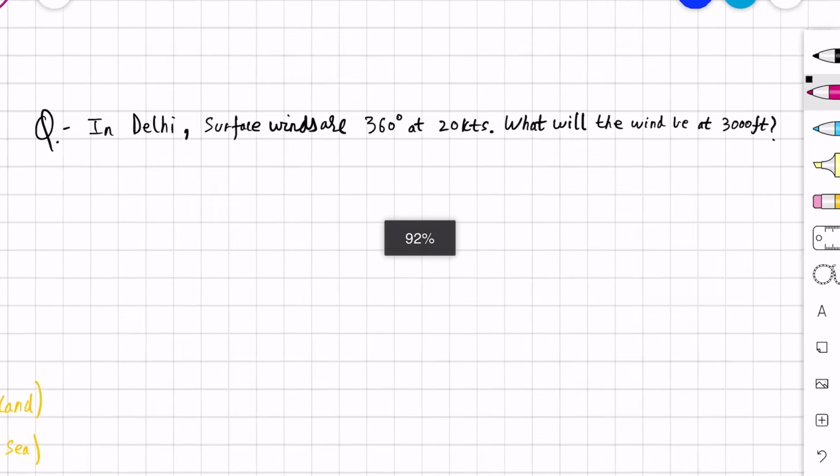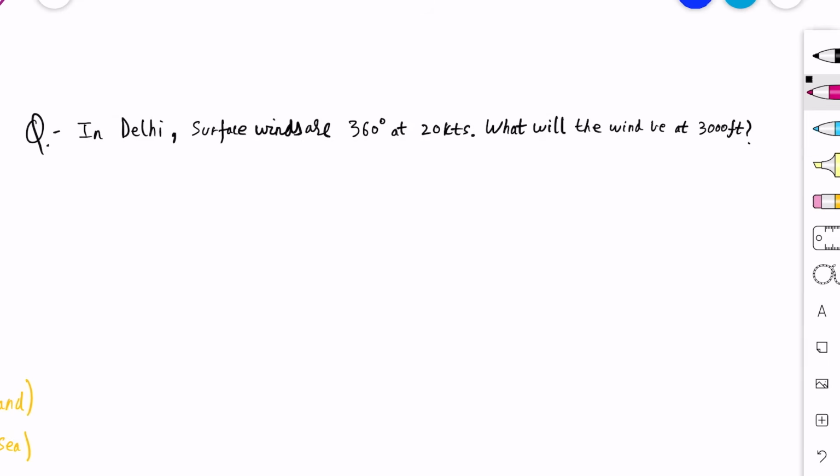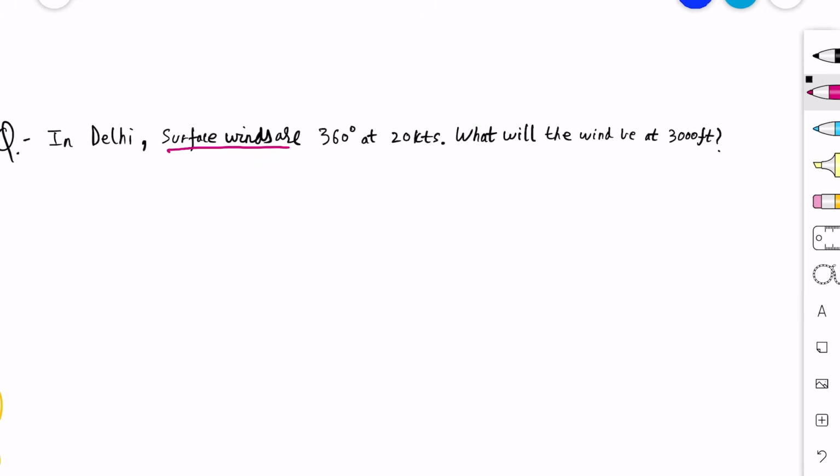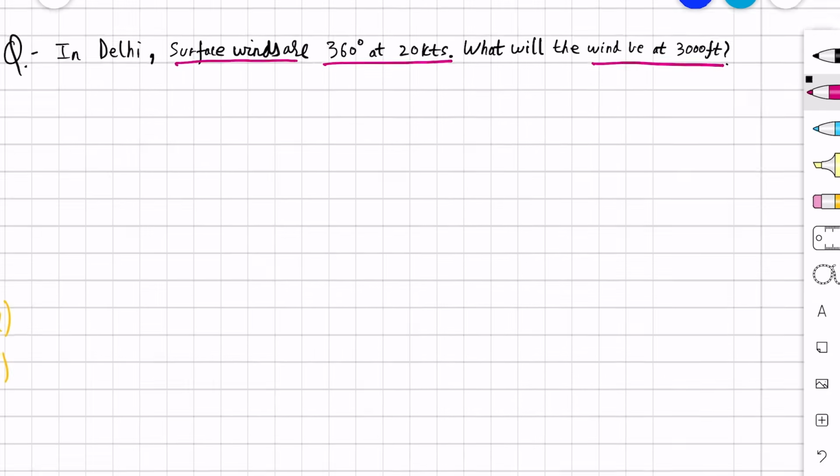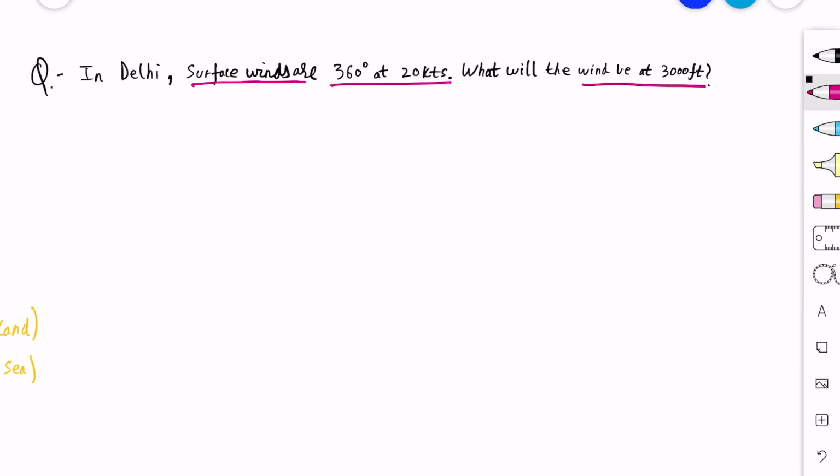So in this question it says that the surface winds are 360 degrees at 20 knots. What will be the wind at 3000 feet? First we have to understand what he's asking in the question. We are given the surface wind and he's asking us the wind velocity above the friction layer.